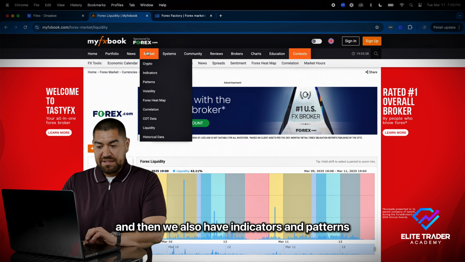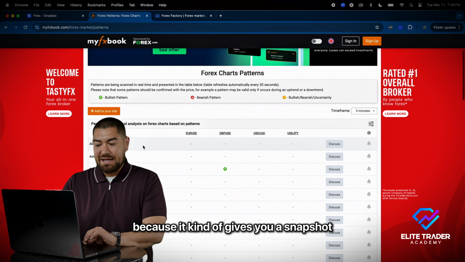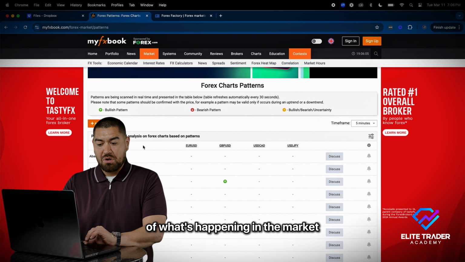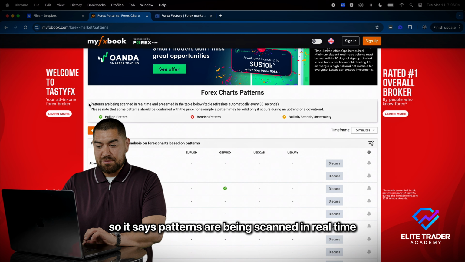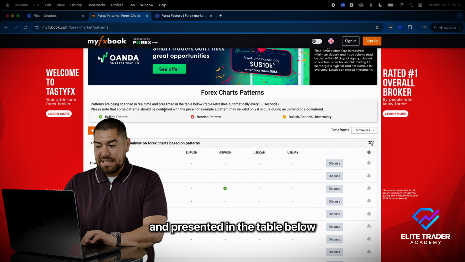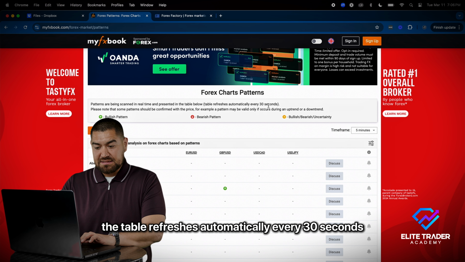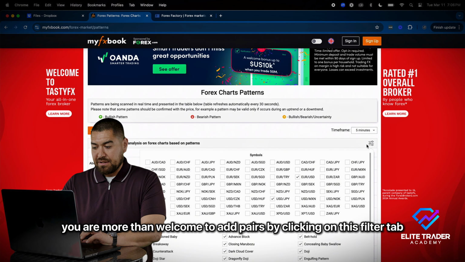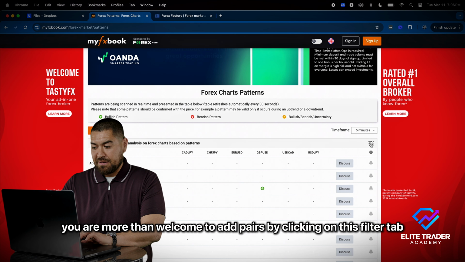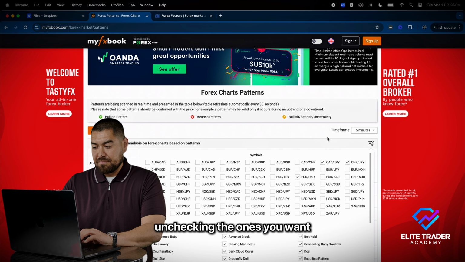And then we also have indicators and patterns. I like to use the patterns because it kind of gives you a snapshot of what's happening in the market in real time. So it says patterns are being scanned in real time and presented in the table below. The table refreshes automatically every 30 seconds. So as I'm going down, I can see my pairs here. And if you want to add more pairs, you are more than welcome to add pairs by clicking on this filter tab and checking or unchecking the ones you want.